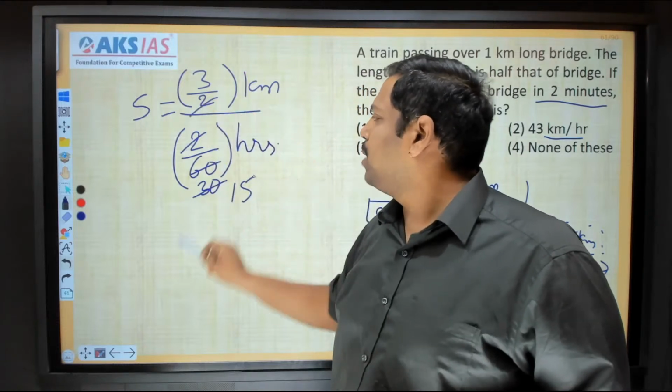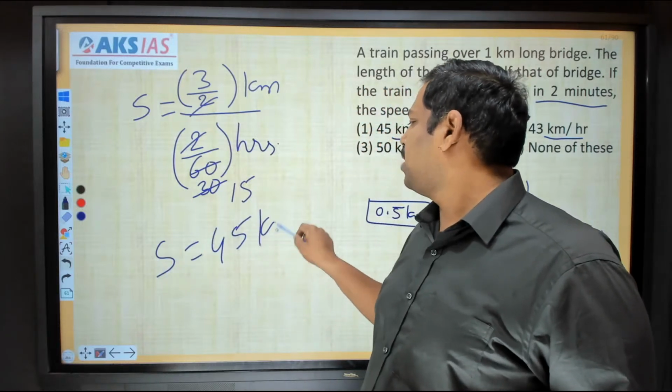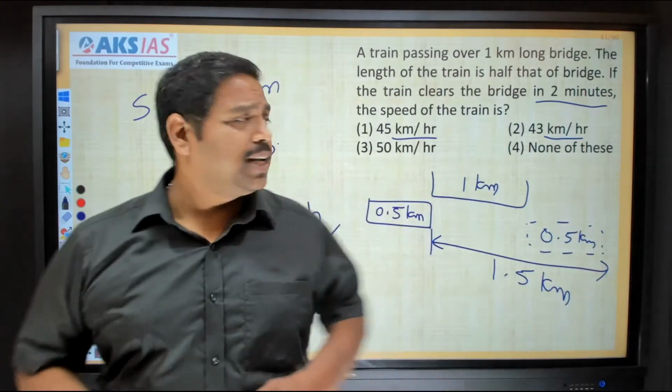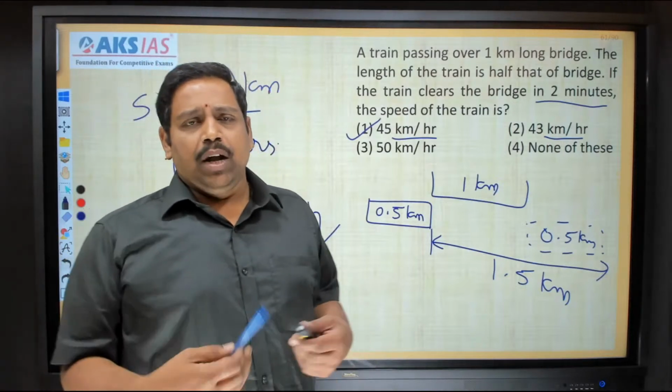Now move the 15 to the numerator. Then speed is how much? 15 into 3, that is 45 kilometers per hour. Okay. So what is the speed of the train? 45 kilometers per hour. So the first option is the answer. Right. Now let us see the next question.